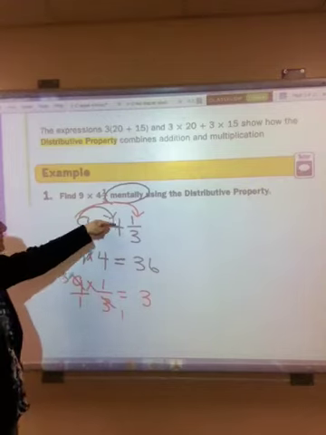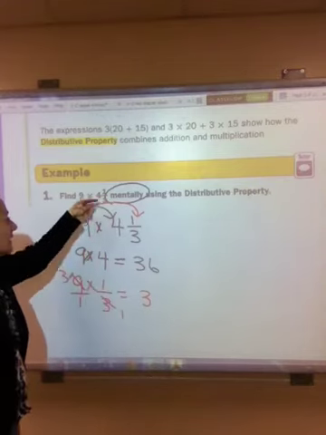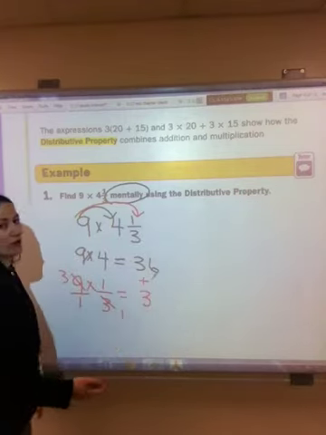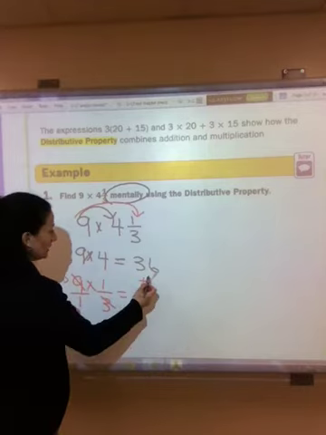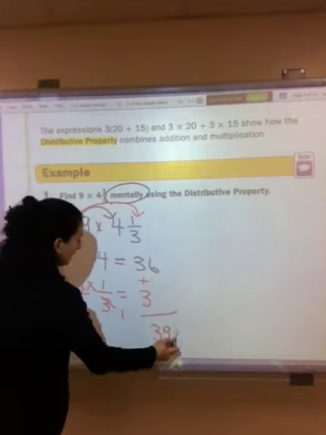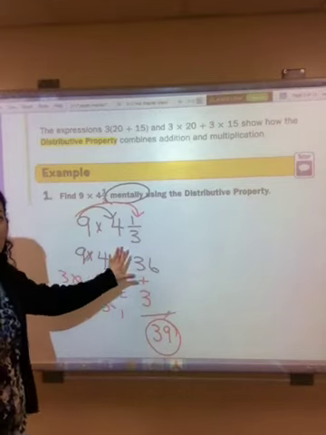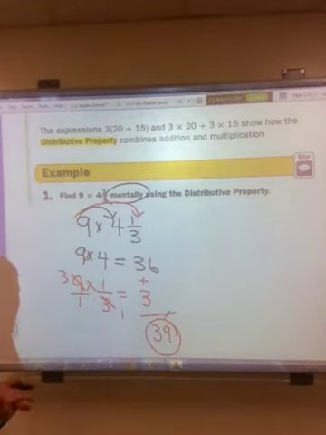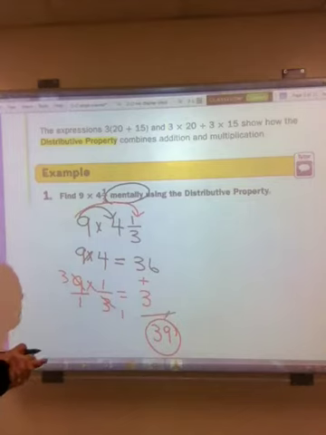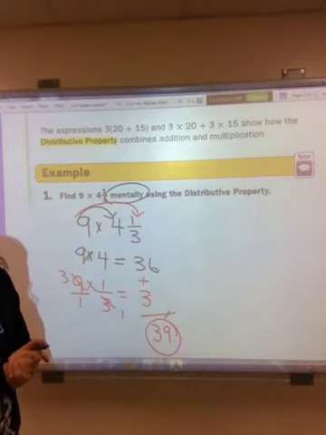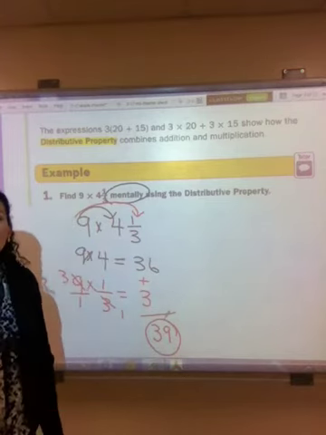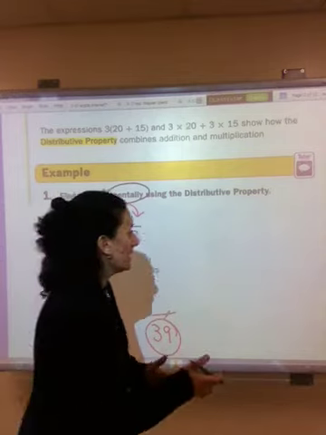So all I did is 9 times 4, 36. 9 times 1/3, which is 3. And now I'm going to add those two, what I call partial products, together. 36 plus 3 is 39. So I'm writing out all the work to show you what's going on in my head. But the idea is that you should be able to, by the end of a few days, solve these problems in your head by just simply applying the distributive property. 9 times 4, 9 times 1/3, and add those two partial products together in your head.